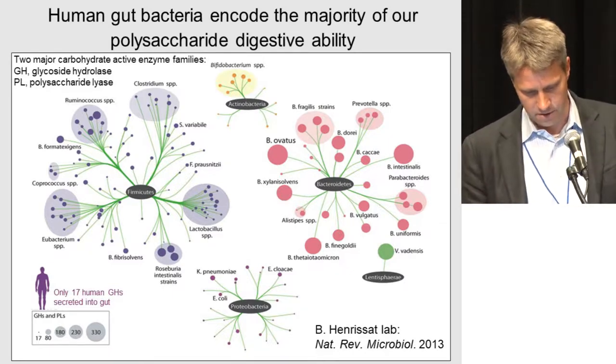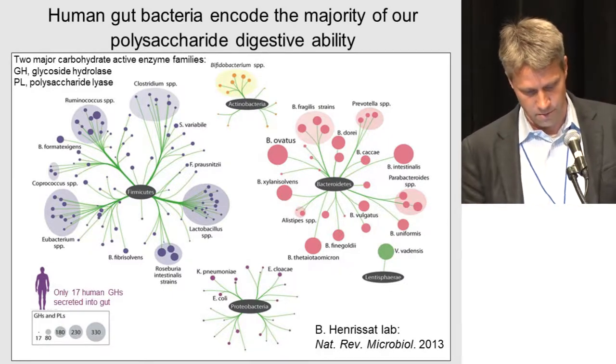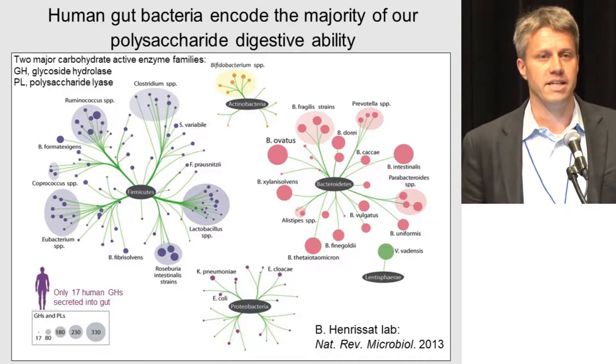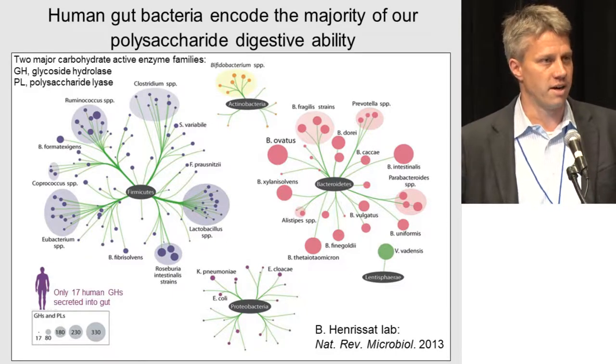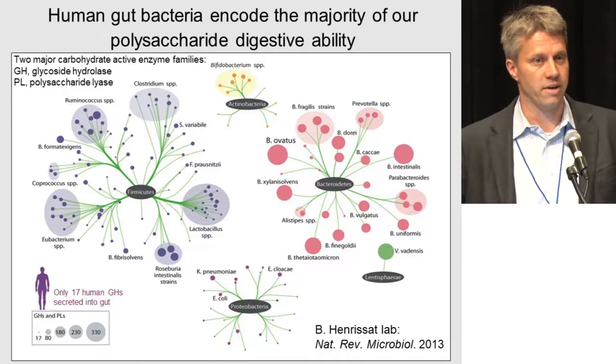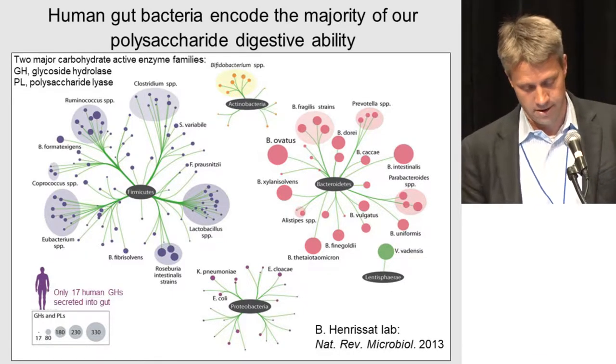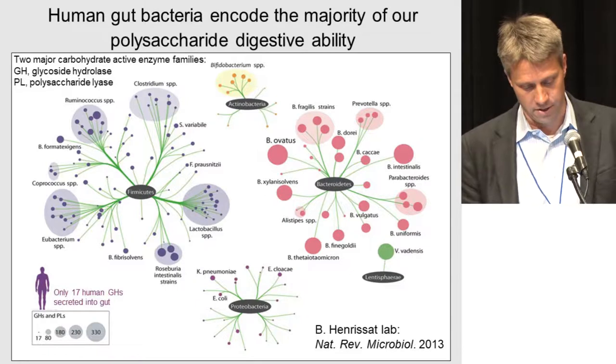So for those of you who are sitting in the front rows on the sides of the room and can see this key down here in the lower left, there's a very small purple circle scaled to the number 17. That's the number of enzymes, mostly amylases and alpha-glucosidases, that are encoded in the human genome and secreted into the GI tract for largely degrading starch.